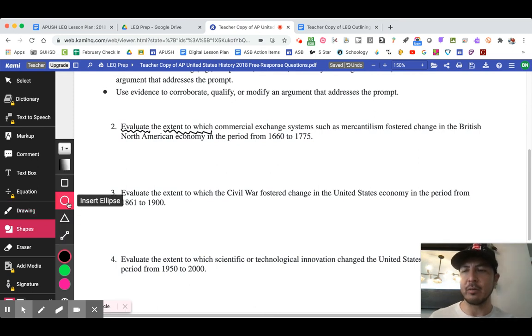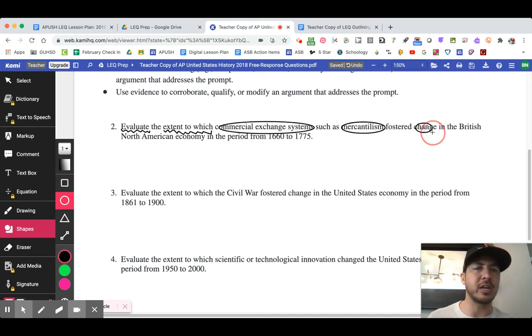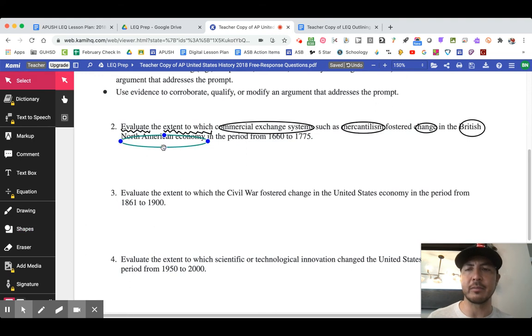Okay, so I'm going to move over to my shapes. The big key term is the commercial exchange system, and it really focuses on the key term of mercantilism, which fostered this change in the British North American economy. I could see students spending a lot of time maybe talking about the effect on Europe, the effect on Africa, part of the triangle trade, and really all your answers should be focused on the British colonies, the North American British colonies.